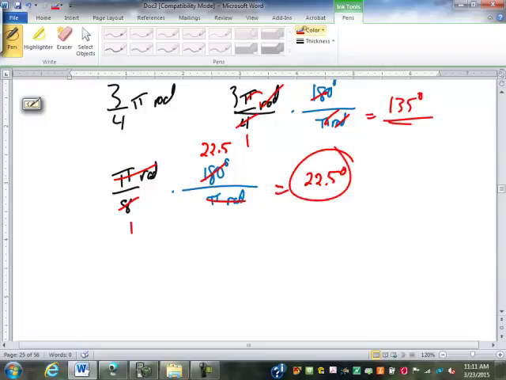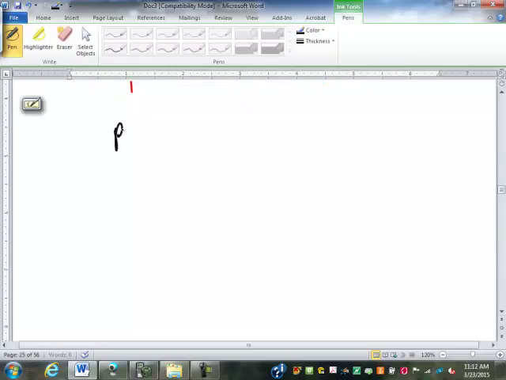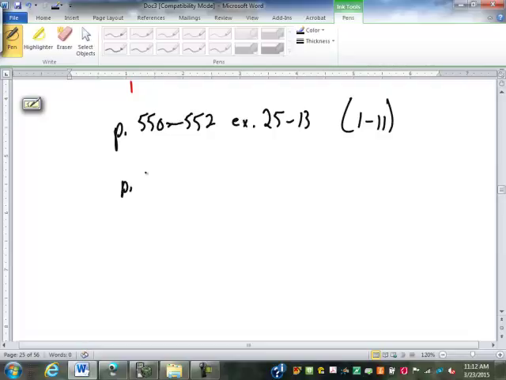Okay. Tomorrow there is going to be a quiz on some of this stuff. Then tomorrow we're going to finish up this unit, which means Wednesday is going to be a unit test. So for right now, you're going to have homework on pages 550 through 552, Exercise 25-13, 1 through 11, and on pages 557 through 560, Exercise 25-17, 1 through 12.